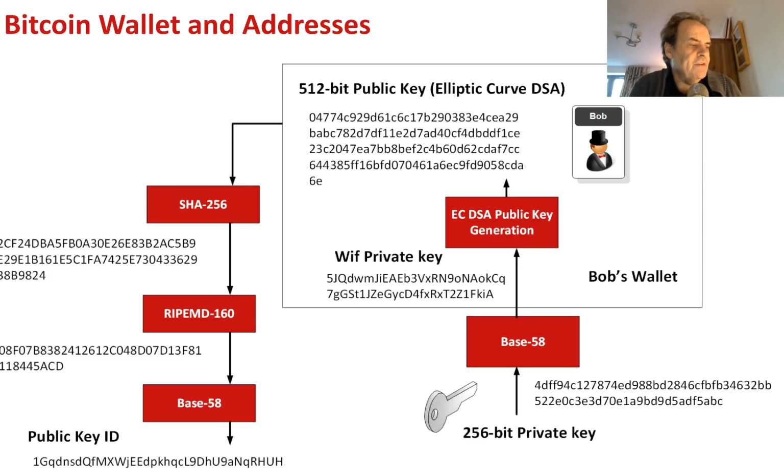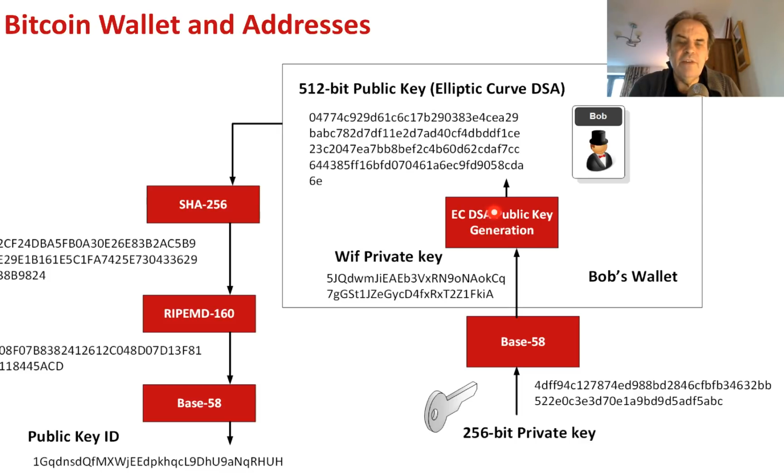To give you a background of how this actually happens, in the Bitcoin network we start off with a randomly generated 256-bit key. It's then converted into what's called a WIF key or base 58. Base 58 basically takes out some characters from the base 64 type conversion, and we end up with the private key.